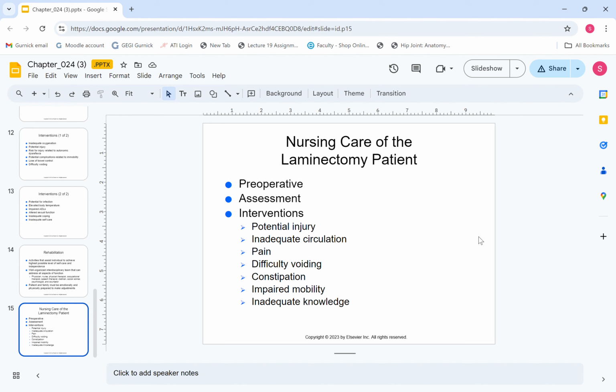And also any things that they might have after surgery. Most of the time, you don't need to be in traction after back surgery, but if they were going to be in traction, we would tell them about that.